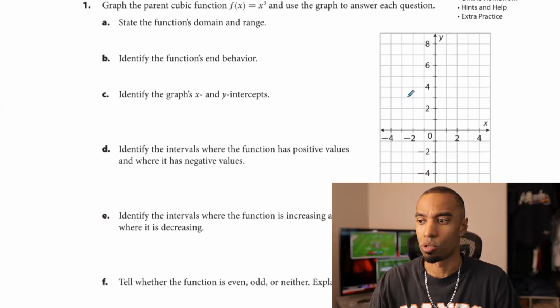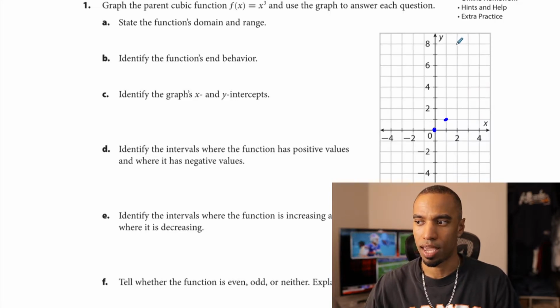So 0 cubed is 0. 1 cubed is 1 times 1 times 1, which is 1. 2 cubed is 2 times 2 times 2. 2 times 2 is 4. 4 times 2 is 8. So we get that very sharp increase there.